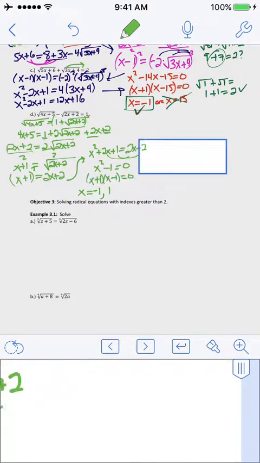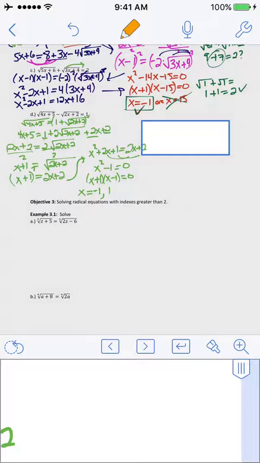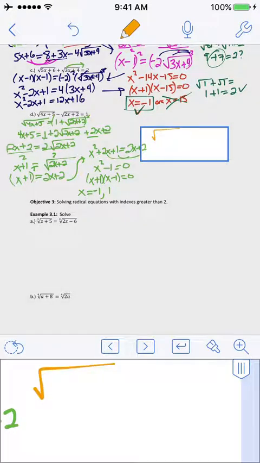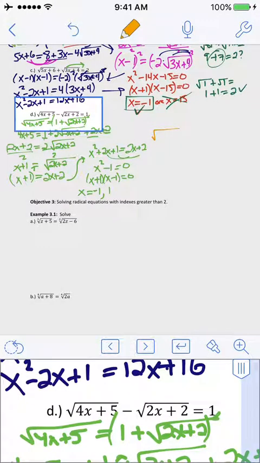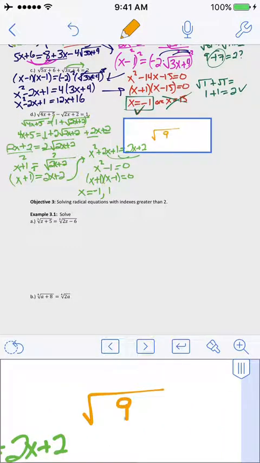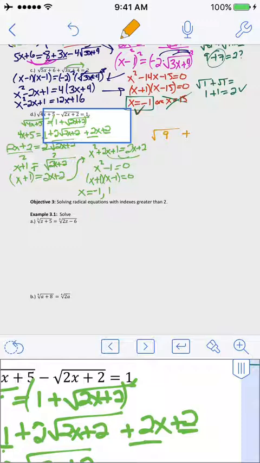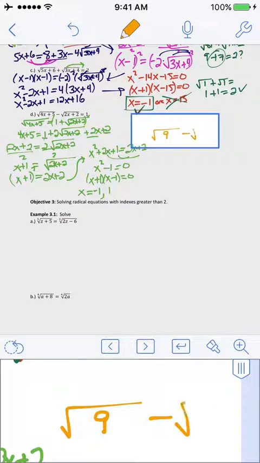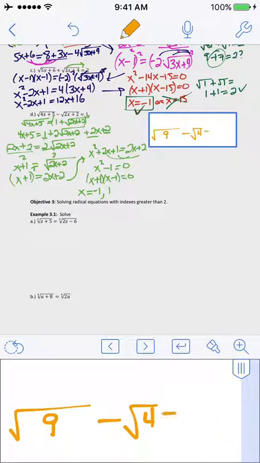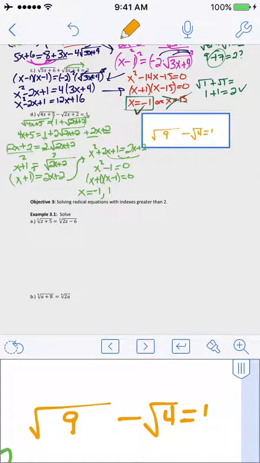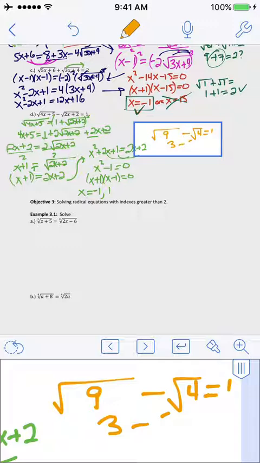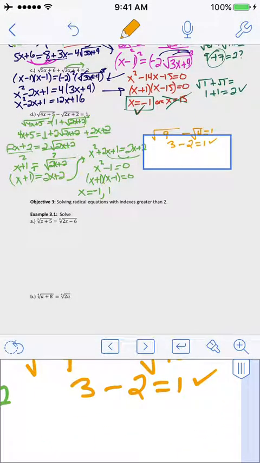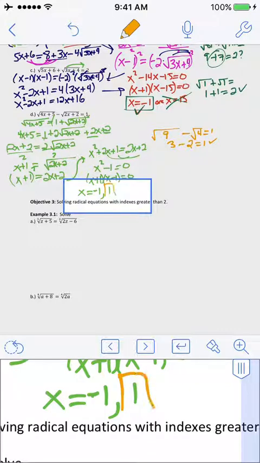Before I go boxing those, let's double check that. So let's double check that those actually work. So square root of 4 times 1 is 4 plus 5 is 9. Minus, not plus. 2 times 1 is 2 plus 2 is 4. That should equal 1. So I have 3 minus 2 equaling 1. Check. That means when I plug in a positive 1, I'm good. So that is definitely an answer.